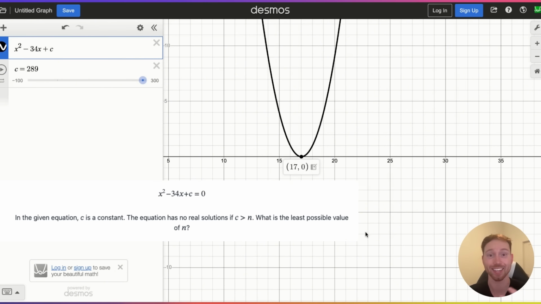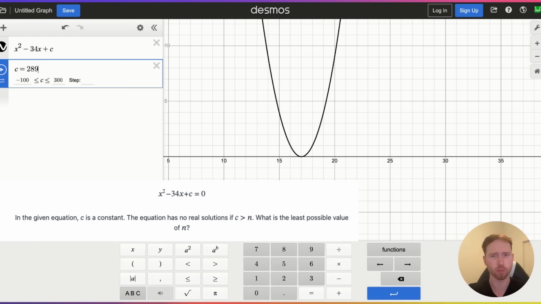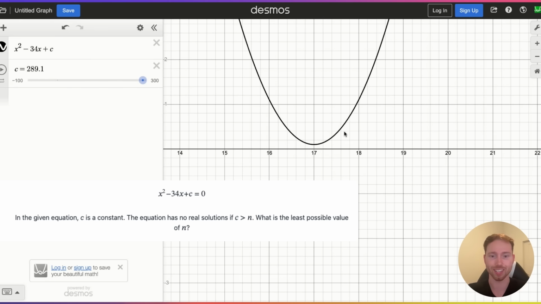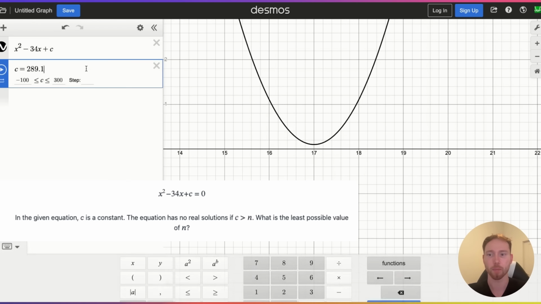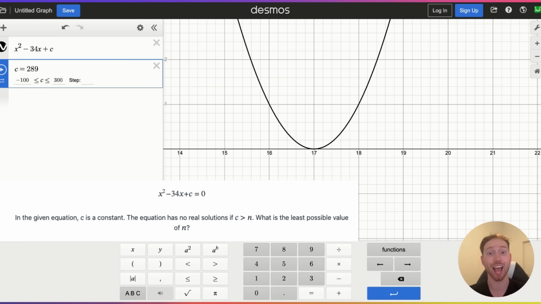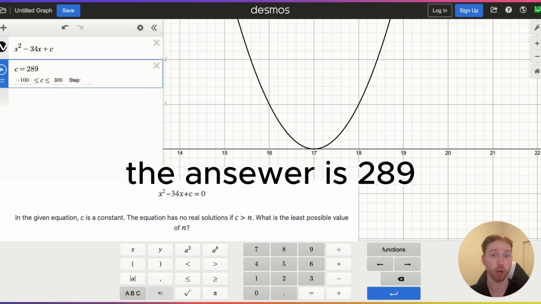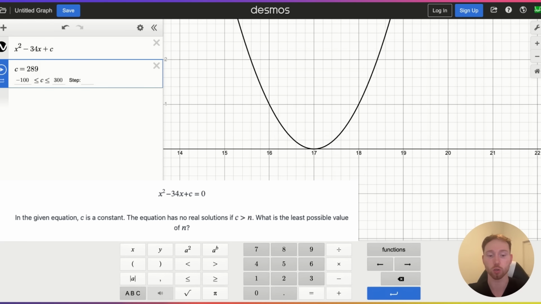It touches the x-axis. What this tells me is since C has to be greater than N, and there are no solutions when C is 289, there is 1 solution. So any value of C greater than 289, there will be no solutions. Let's look. At 289.1, there are no solutions. It does not cross the x-axis, but at 289, it does. That means N is 289, because while C is greater than N, there will be no solutions. So 289 is the correct answer for this question.